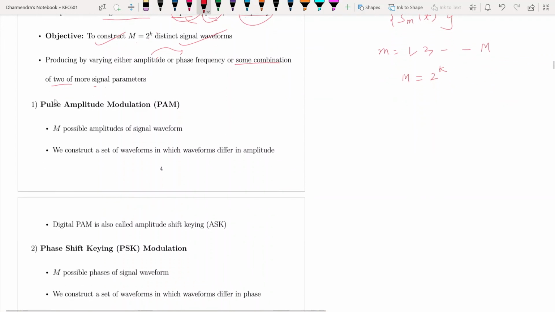Okay, so pulse amplitude modulation means we have to construct M possible amplitudes of the signal waveforms. So we can construct a set of waveforms in which the waveforms differ in their amplitudes. Actually I have to construct this SM of t, where the waveforms SM of t differ in amplitude. And digital PAM is also called amplitude shift keying.